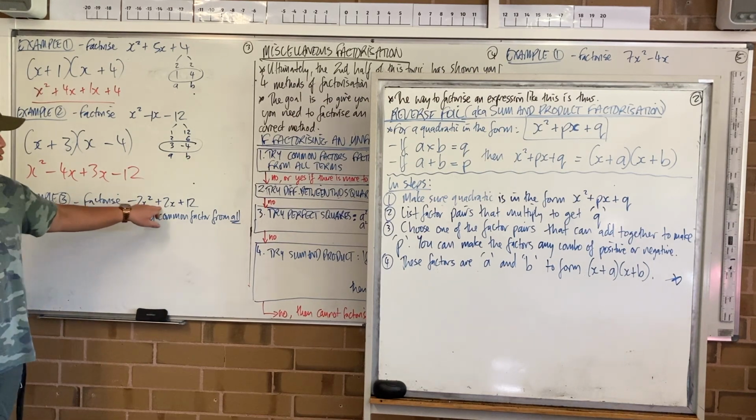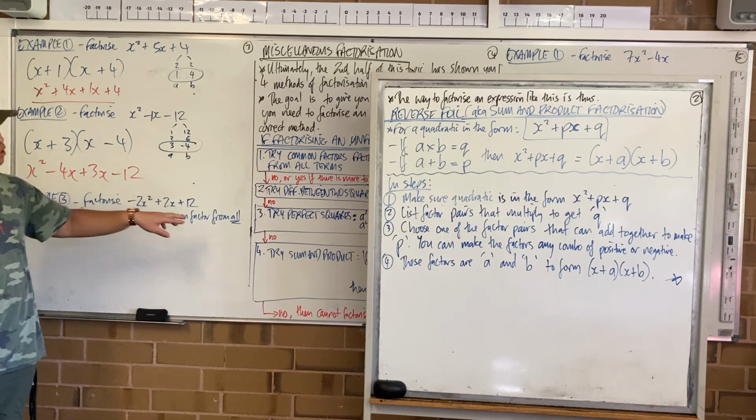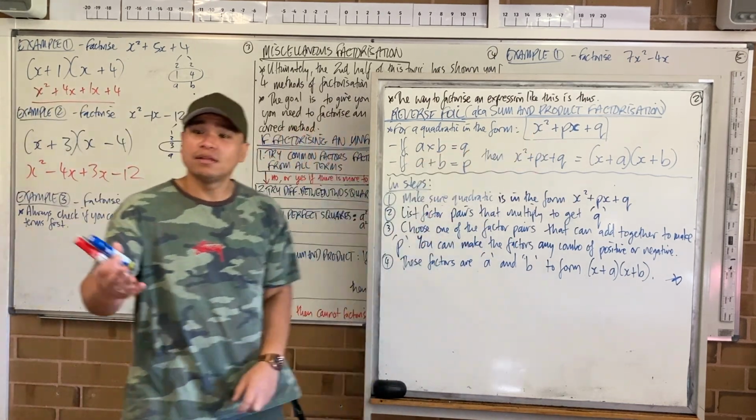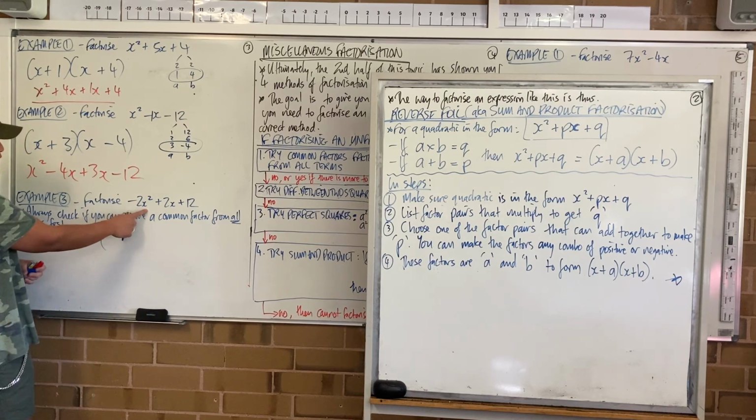What's common across all of these? 2. Could I remove 2? If I remove 2, I would end up with negative x squared. Is there a negative in front of this? So, by negative 2, yeah, let's remove negative 2 as a common factor. If I remove negative 2, put it out the front, what's going to be left here?